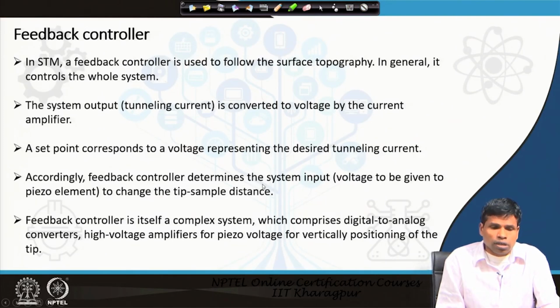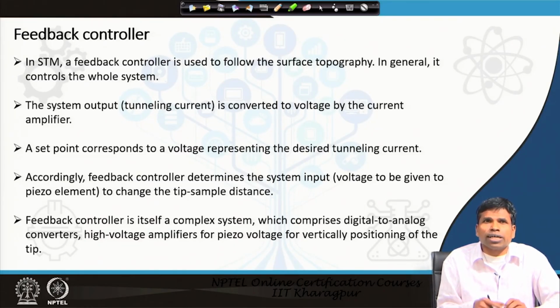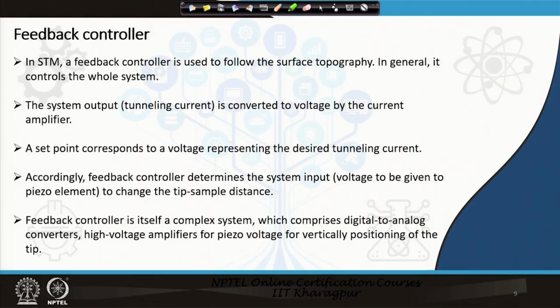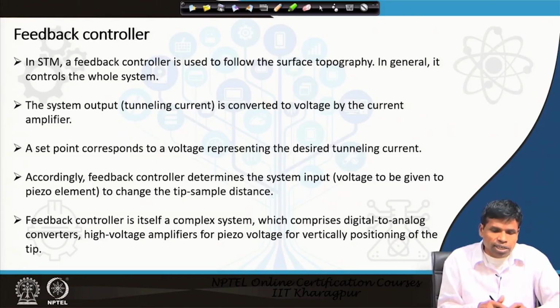Then we have the feedback controller. In STM, a suitable feedback controller is used to follow the surface topography. So, in general it controls the whole electronics. The system output, which is nothing but a tunneling current, is converted to voltage by the amplifier, and a set point corresponds to a voltage representing a desired tunneling current. So, a particular voltage is related to the tunneling current. Accordingly the feedback controller determines the system input, how much voltage to be given to get that much current, so that we can control the tip sample distance accurately.